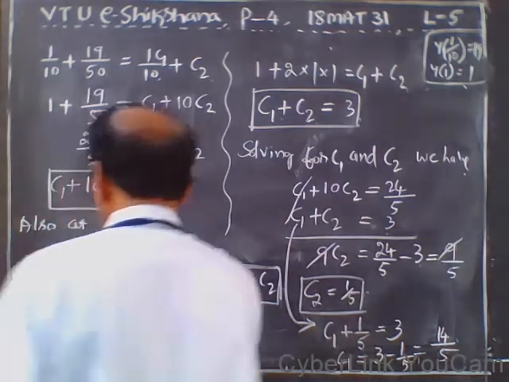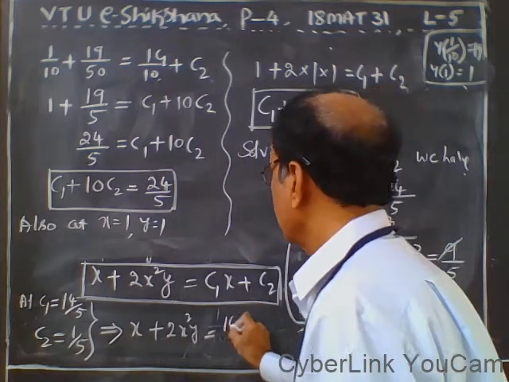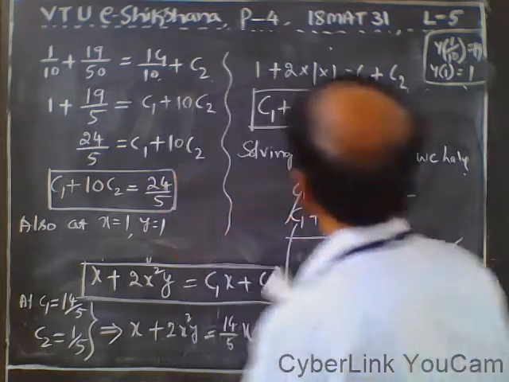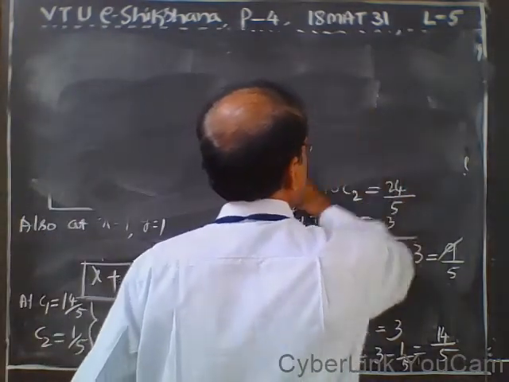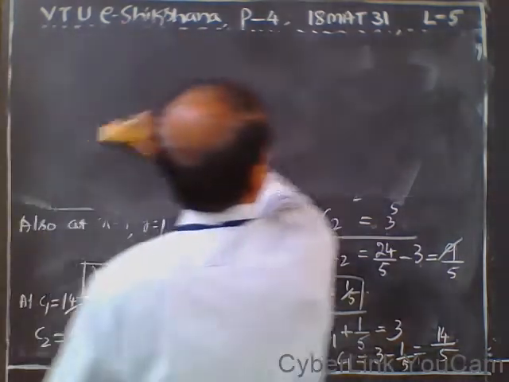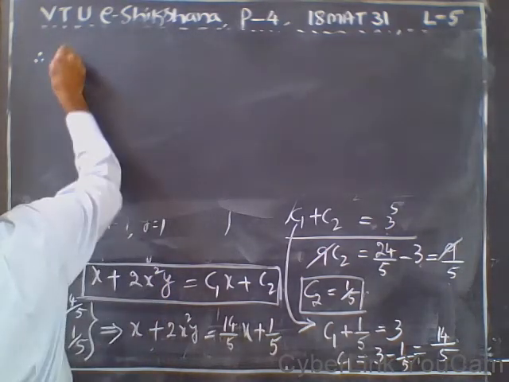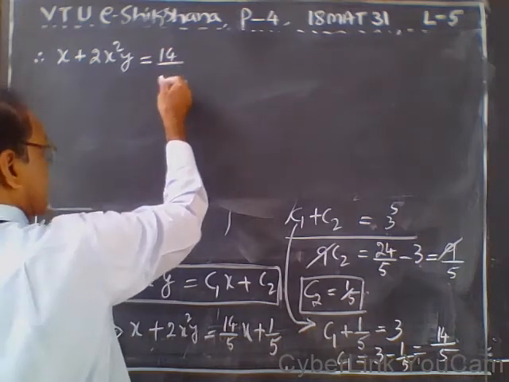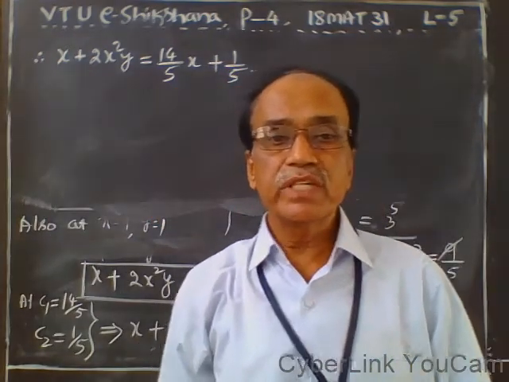This implies x plus 2x square y is equal to 14 by 5 into x plus c2, that is 1 by 5. Therefore, the final form of extremal after simplification: the equation is x plus 2 times x square y equal to 14 divided by 5x plus 1 by 5. But you have to write the equation as y in terms of x.